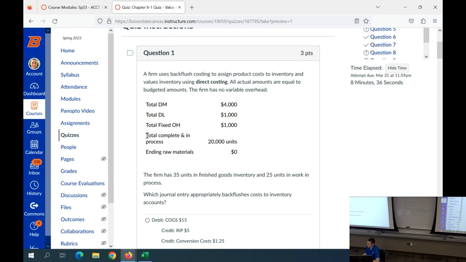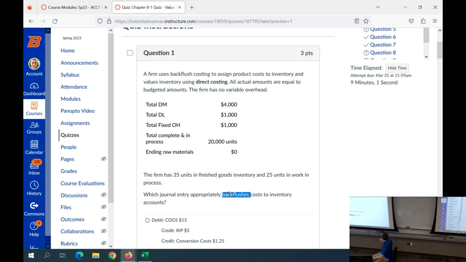All right, total complete and in-process units, 20,000. That's going to be our denominator. You put product costs over that total amount, and you get your rate. And ending raw materials, $0. Oh, good. We don't have to worry about that. The firm has 35 units in finished goods inventory and 25 units in work in process. Which journal entry appropriately backflushes cost inventory accounts?